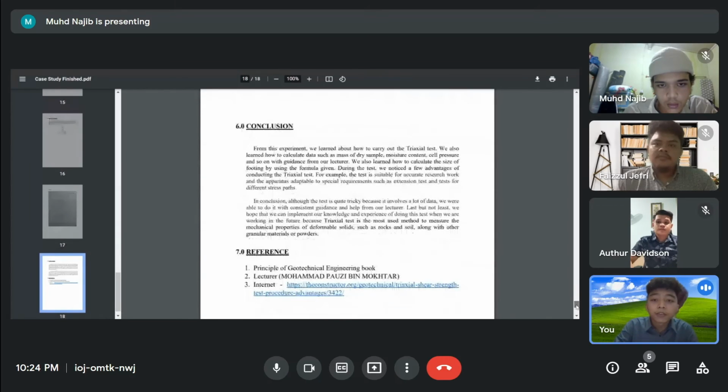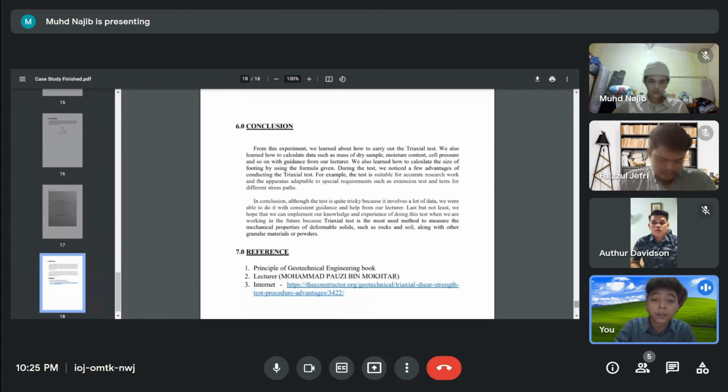So for the conclusion, from this experiment, we learn about how to carry out the triaxial test. We also learn how to calculate the data such as mass of dry sample, moisture content, cell pressure, and so on with guidance from our lecturer. We also learn how to calculate the size of footing by using the formula given. During the test, we noticed a few advantages of conducting the triaxial test. For example, the test is suitable for accurate research work and the apparatus adaptable to special requirements such as extension tests and tests for different stress paths.